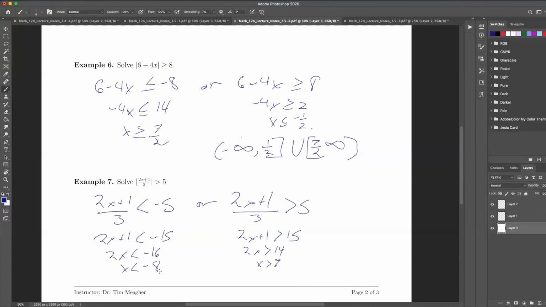And so notice that this is everything from negative infinity to minus 8. So minus infinity to minus 8. Notice this is in parentheses since we're not equal to, instead of the bracket, because we were equal to. And then we're going to go from 7 onward to infinity.